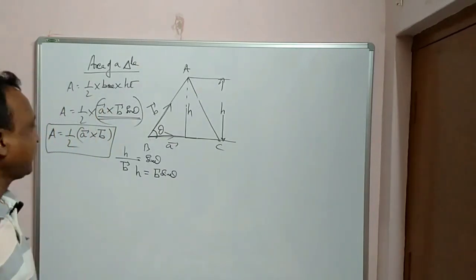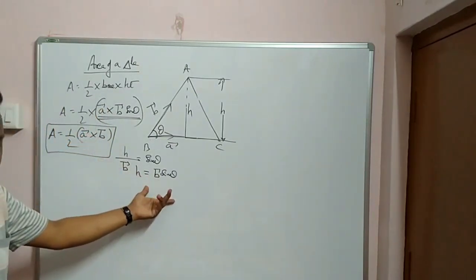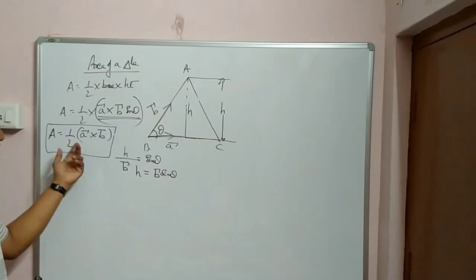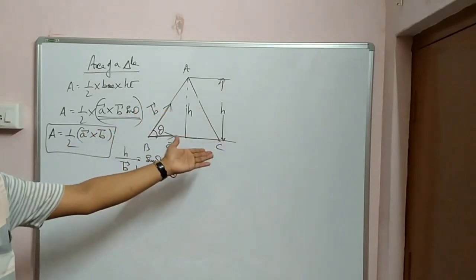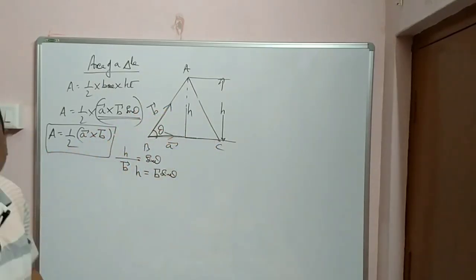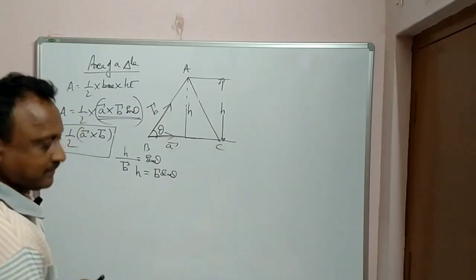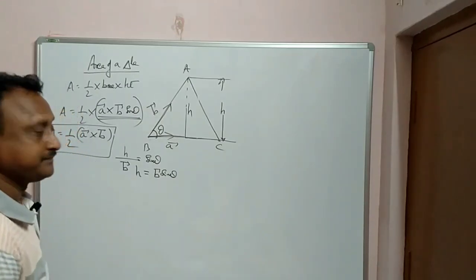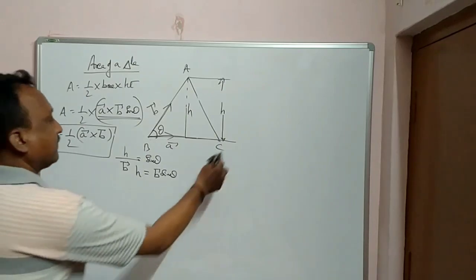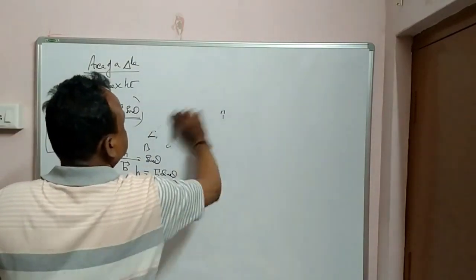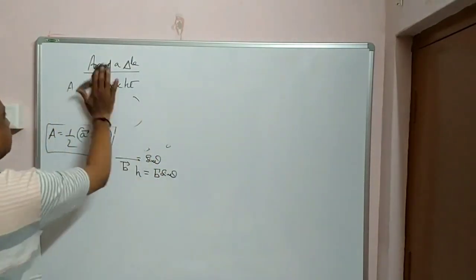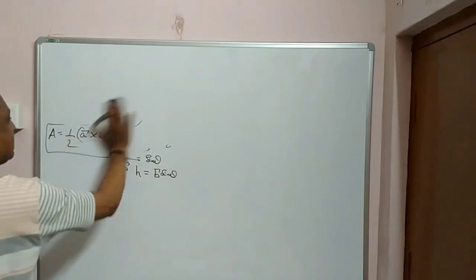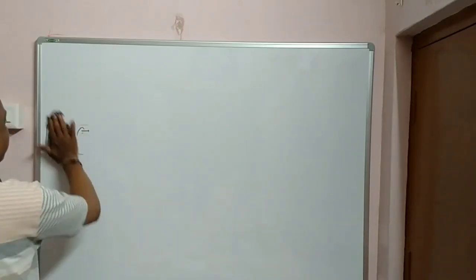If any numerical is given, A vector value is given, B vector value is given, find A cross B by using the determinant method and divide by 2. You will get the area of the triangle. Okay? Note down please. So this is how you will find out the area of a triangle.